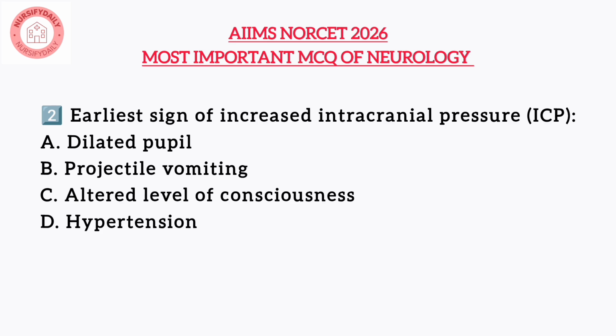Earliest sign of increased intracranial pressure: A. Dilated pupil, B. Projectile vomiting, C. Altered level of consciousness, D. Hypertension.